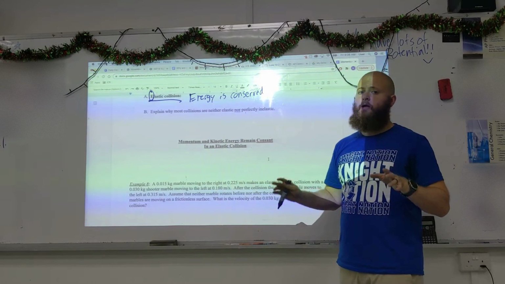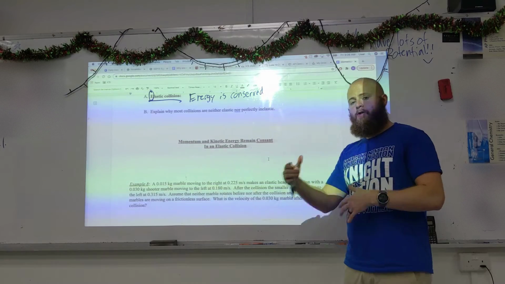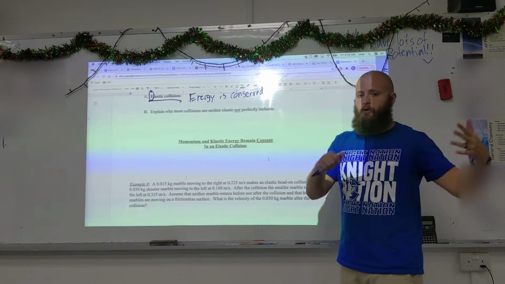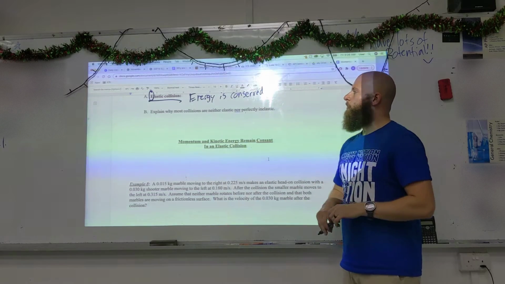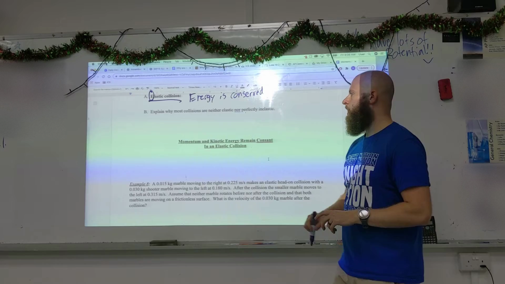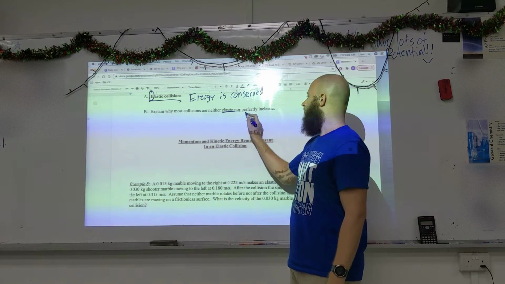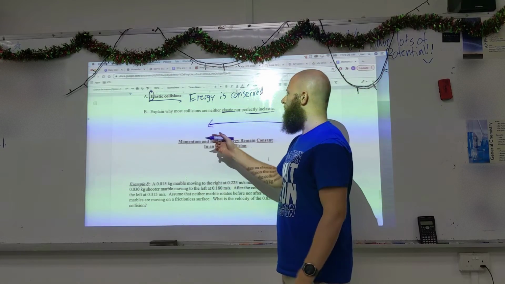Usually, in almost all cases, we can't assume this, right? Because when objects collide, generally there's some sort of friction created that creates heat and we lose energy there. Or maybe the shape of the object changes, and we lose energy there. But in elastic collisions, the energy is conserved, okay? Most collisions are neither of these.